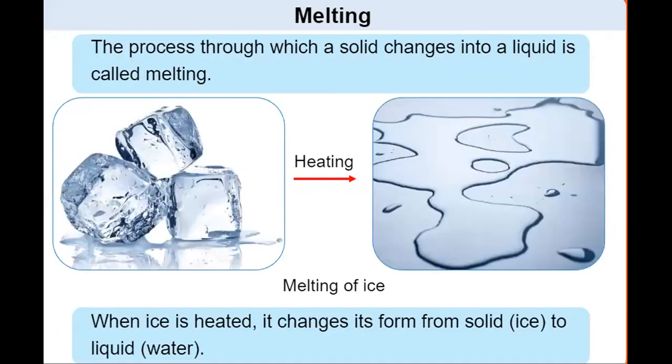Now look at here, melting. The process through which a solid changes to liquid is called melting. Here, the solid substance, that is an ice cube, is heated and turns into liquid. So melting of ice to water, that is the melting process. So when ice is heated, it changes its form from solid to liquid.